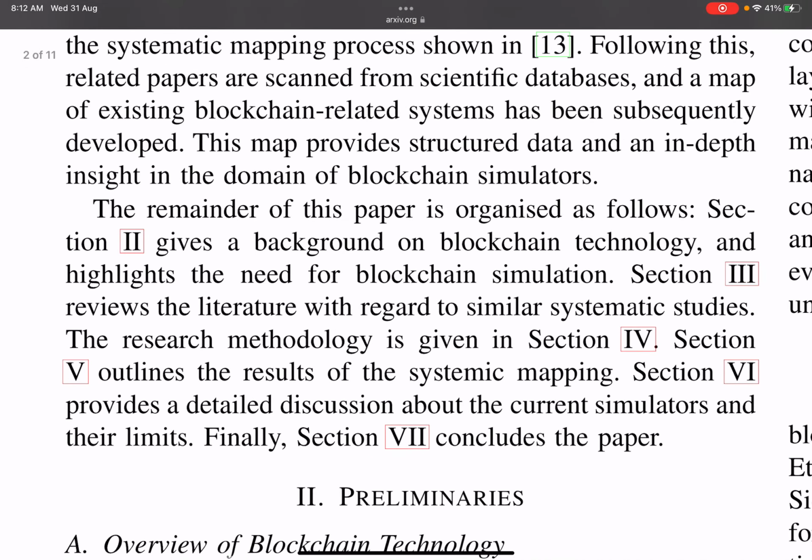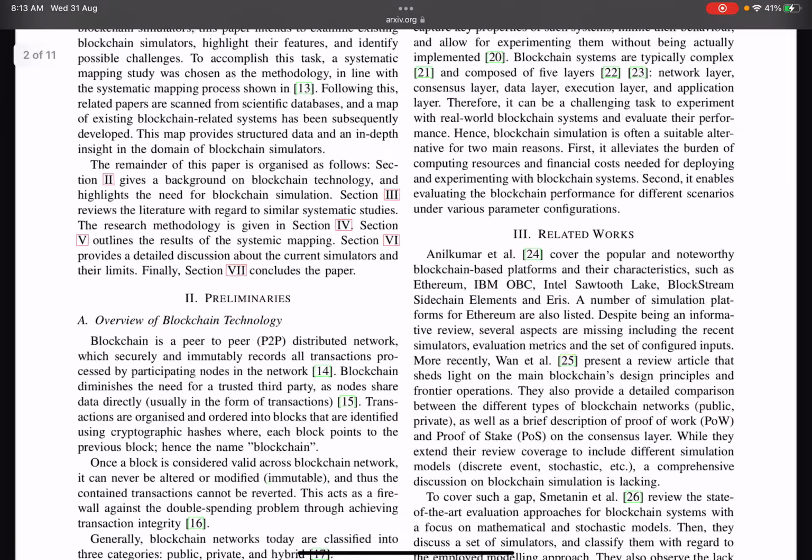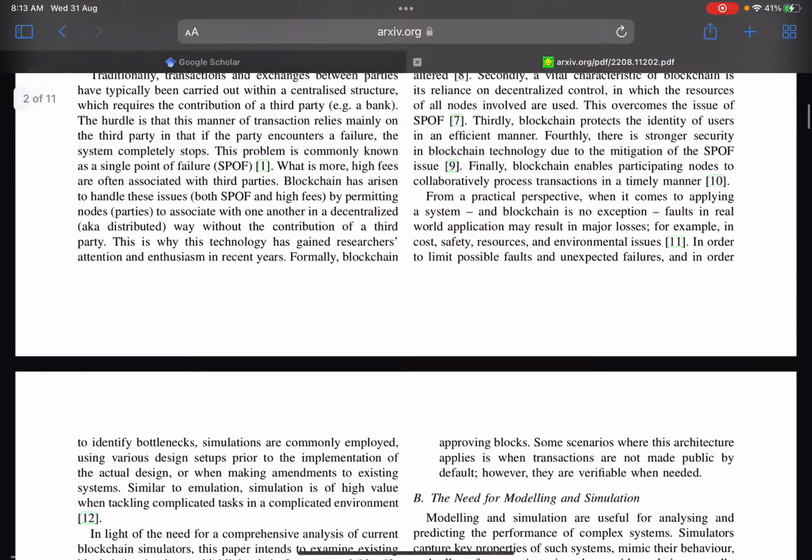हमेशा introduction का last paragraph तुम्हें ऐसा ही मिलेगा. The remainder of this paper is organized as follows. It just shows how your paper is structured, right? Now coming back, I've just gone a little bit sidetracked.